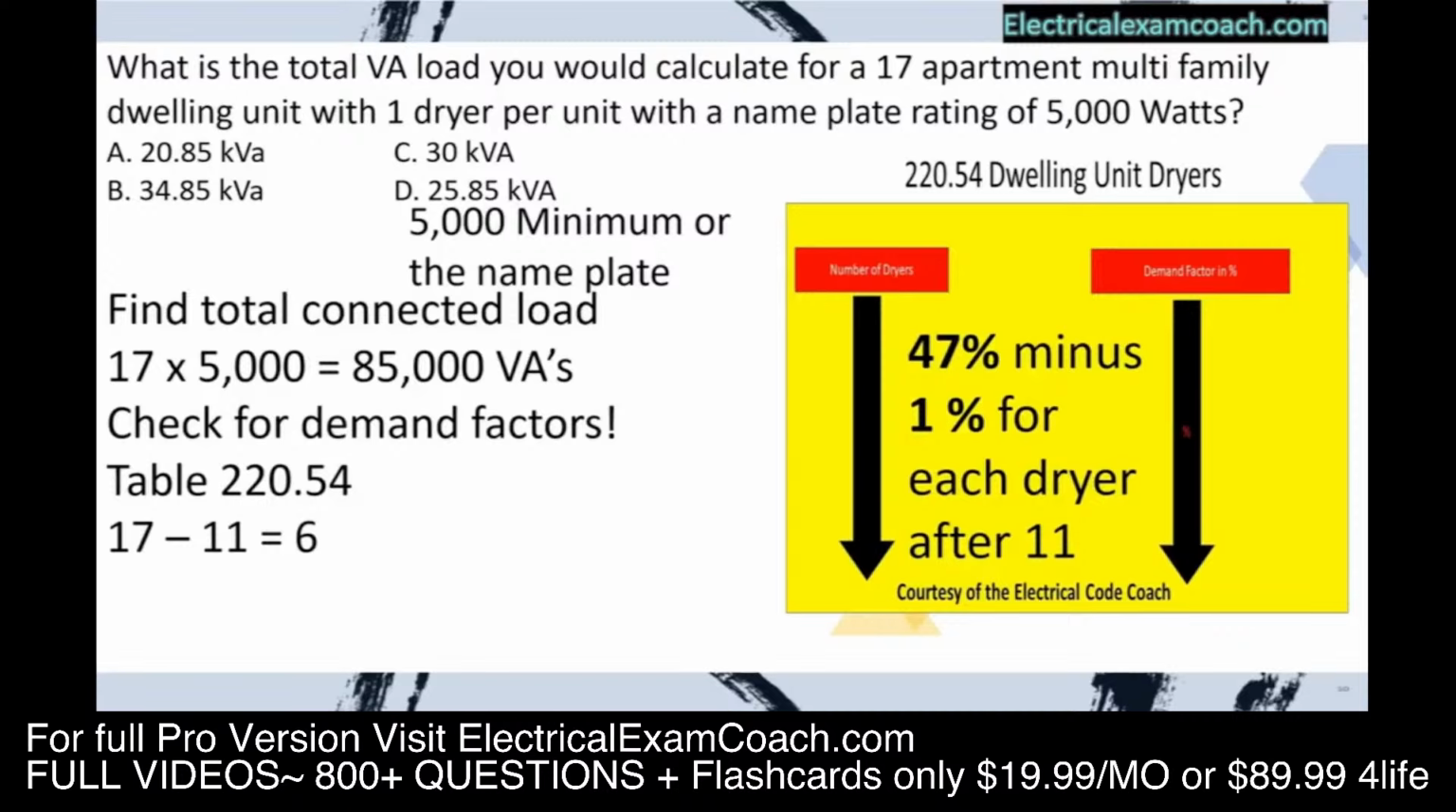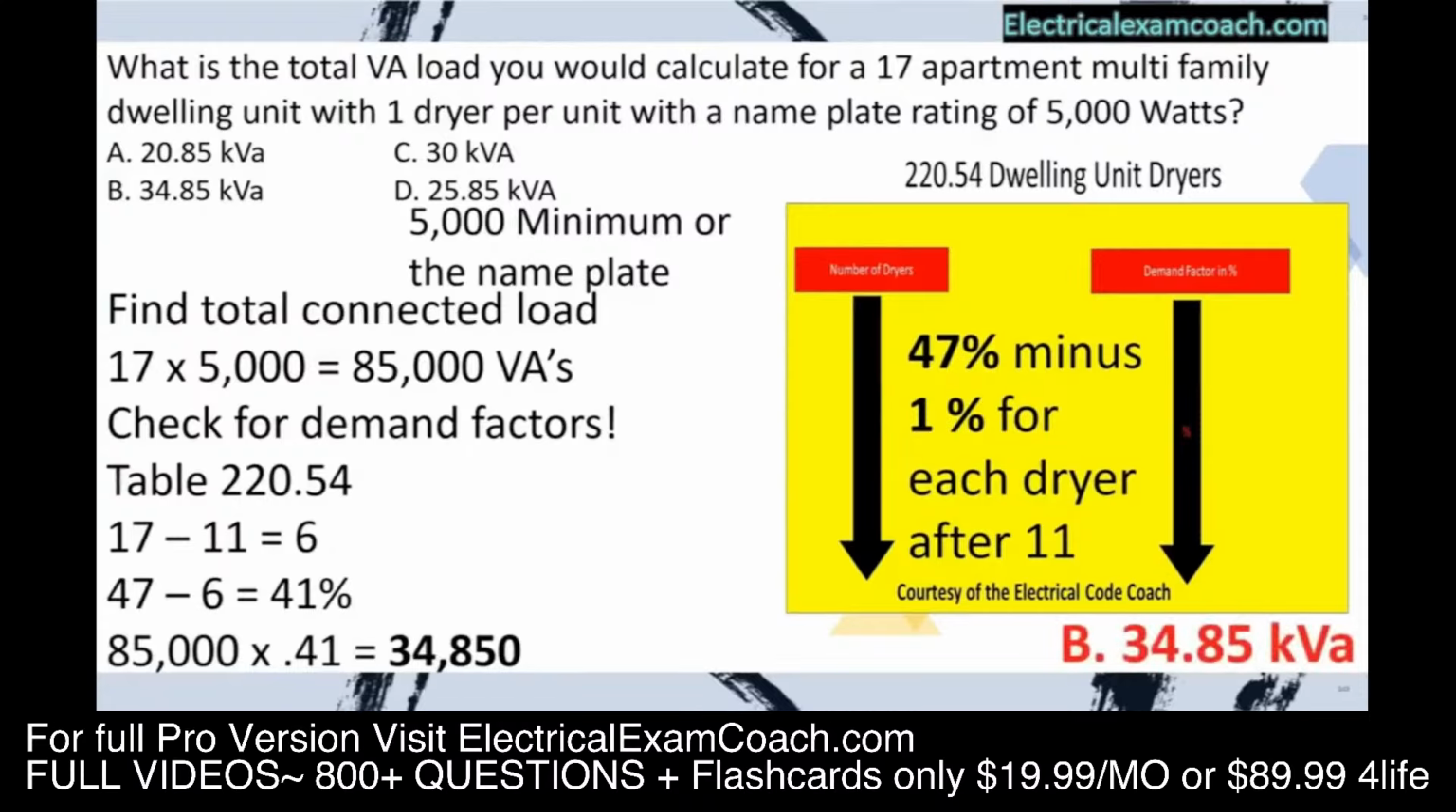Well, what this code is stating is that 47% was our base multiplier, and then what we're going to do is minus 1% for each one that we are past 11. We were 6 past 11, so we're going to take our 47% base minus 6, and that's going to give us a new demand factor of 41%. Now, all we have to do is multiply. We take our original load, multiplied by 0.41, and that gives us a new reduced load of 34,850 VAs, and we're going to select B. Great job.